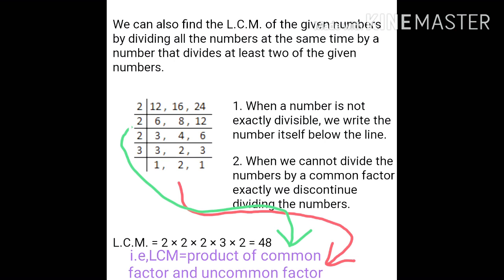So what is the LCM? LCM is 2 into 2 into 2 into 3, which are the common factors shown by a green arrow, into 2. We have not written 1. This 2 is the uncommon factor which is shown by the pink arrow, and our LCM becomes 48.